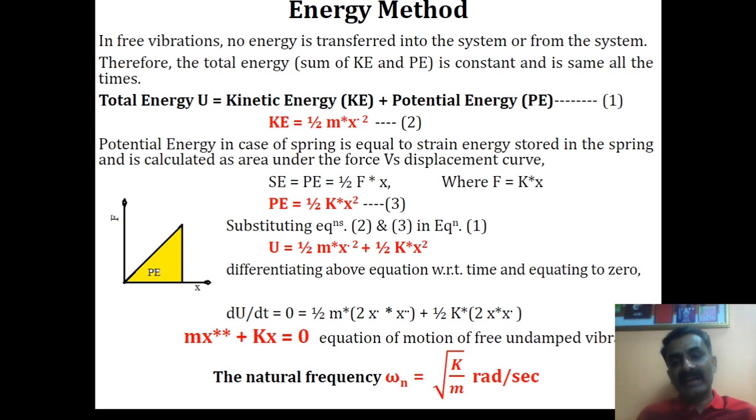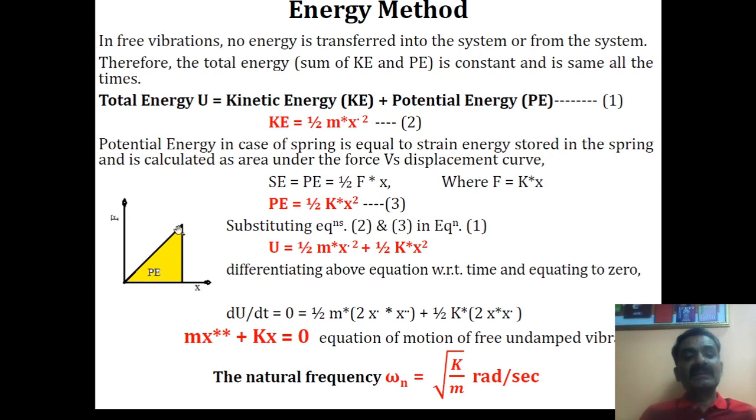There is a second way of calculating the equation of motion, which is the energy method. What is the energy method? You know that energy is neither created nor destroyed, but we can transfer it from one form to another. In case of free vibration, energy is not transferred from system to system, and the total energy is given by kinetic energy and potential energy. The kinetic energy is half m v square, where v is represented here by x dot. Potential energy in case of springs is the energy stored by the spring, that is the strain energy. When we apply some force on the spring, it has a certain displacement.